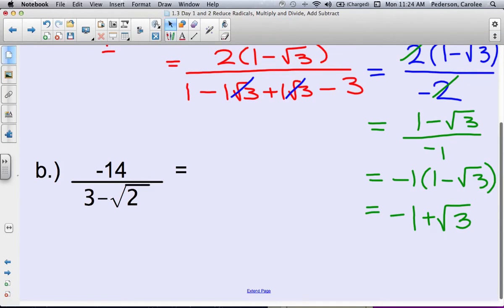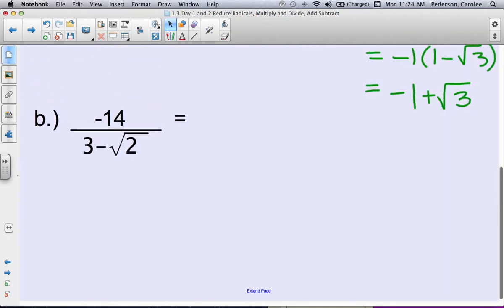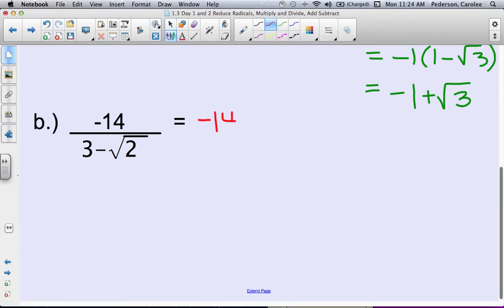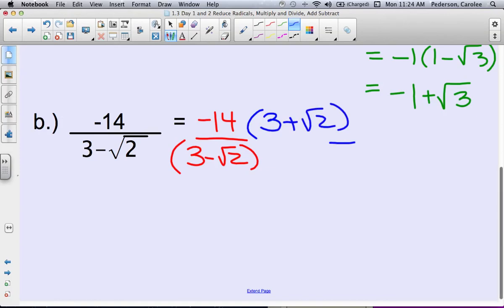Last example. We're going to rationalize again. So I'm going to keep the first fraction as it is. And then I'll multiply by the conjugate of that denominator. So it's going to be 3 plus the square root of 2 over 3 plus the square root of 2. Now I multiply across.